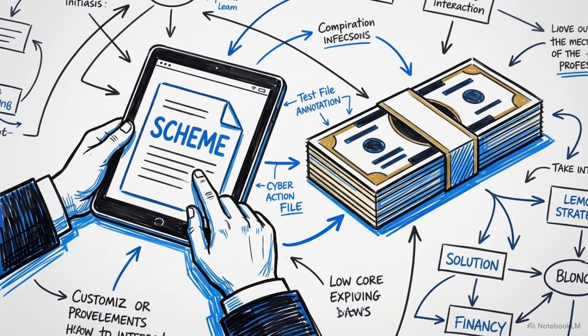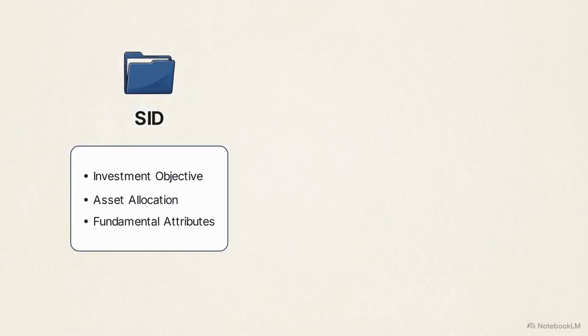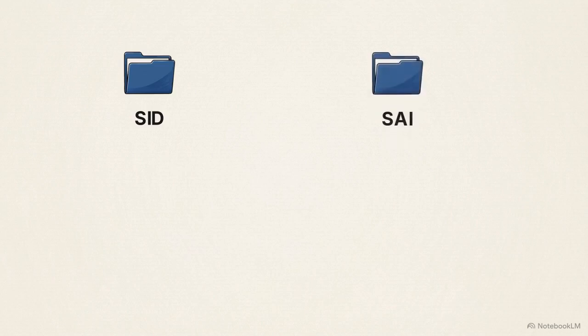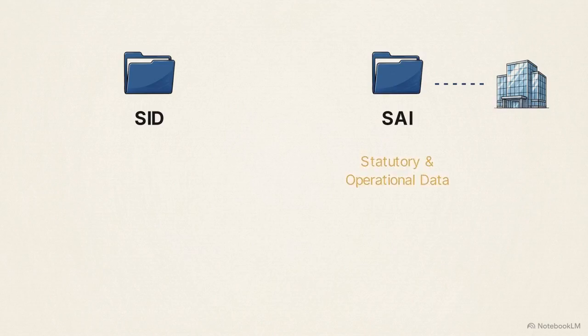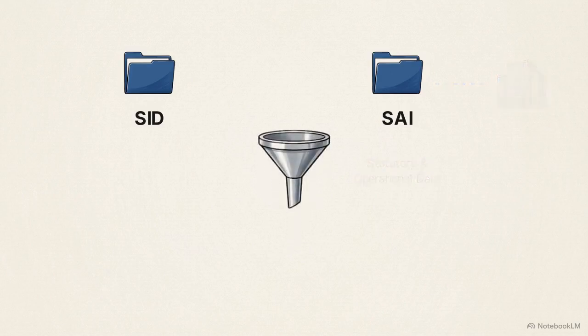With the structural safety established, the distributor's next job is to match the investor's capital to a specific scheme using standardized disclosures. This diagram outlines the mandatory documents. First is the Scheme Information Document, or SID. It details exactly what the fund will do with your money, covering the investment objective, asset allocation, and fundamental attributes. Next is the Statement of Additional Information, or SAI. While the SID focuses on a specific scheme, the SAI applies to the entire fund house, containing the statutory and operational data of the AMC.